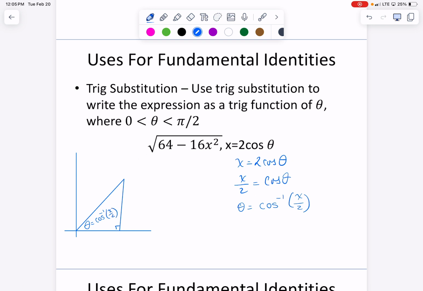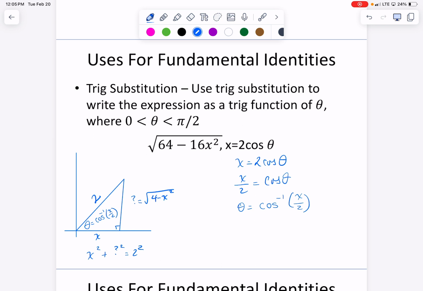Now, cosine is adjacent over hypotenuse, right? Which means the remaining leg, where x squared plus something squared equals 2 squared, is going to be the square root of 4 minus x squared, right?